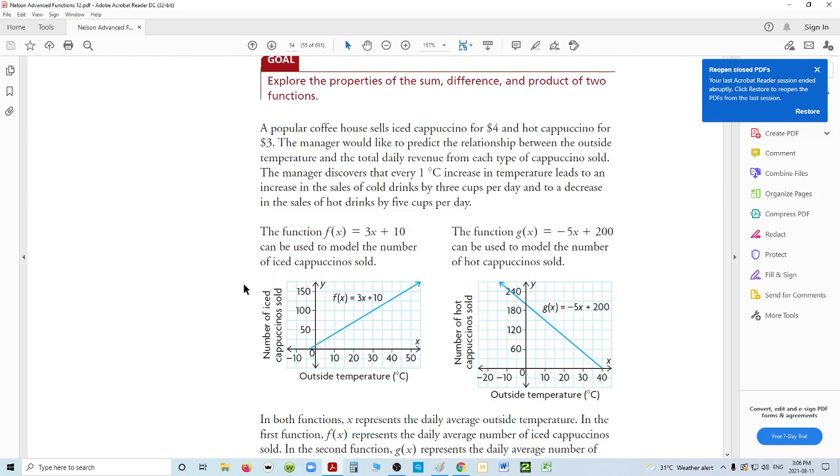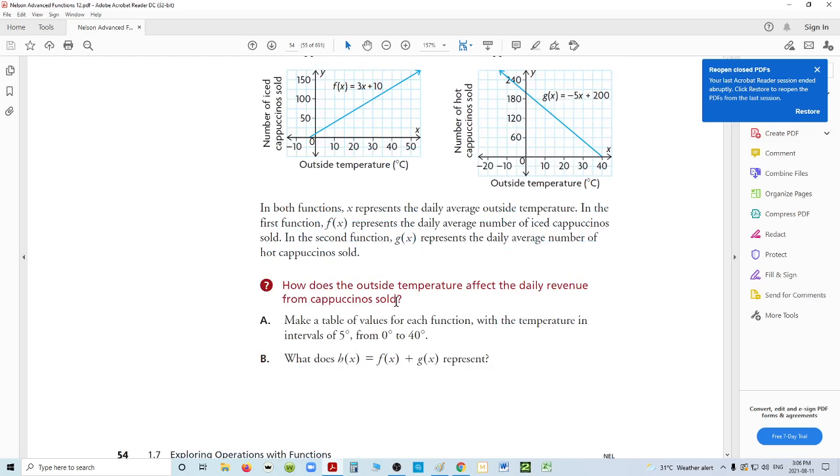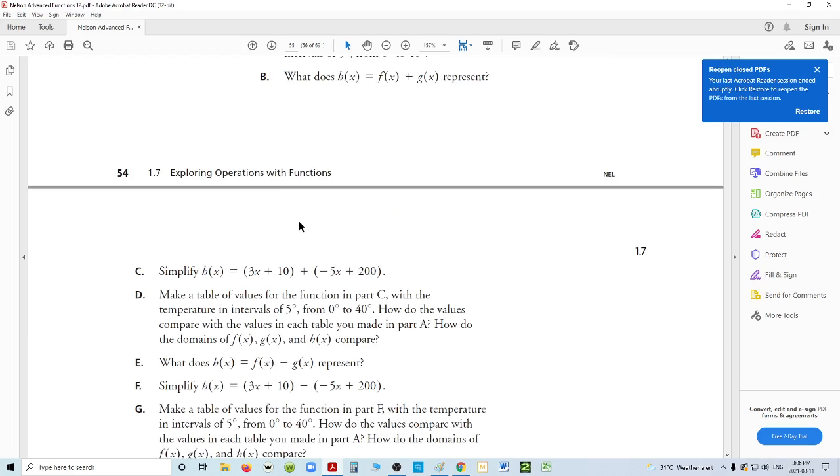So this one, they show a coffee house that sells a hot coffee and a cold coffee, and shows which temperatures of the day dictate how many cold coffees they sell, and which temperatures of the day dictate how much hot coffee they sell. Obviously, when it's cold, they sell more hot. When it's hot, they sell more cold. And then they're trying to say, essentially, when is the best? When is your biggest profit?